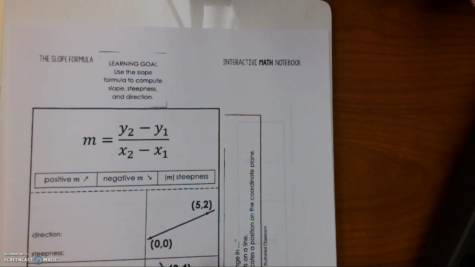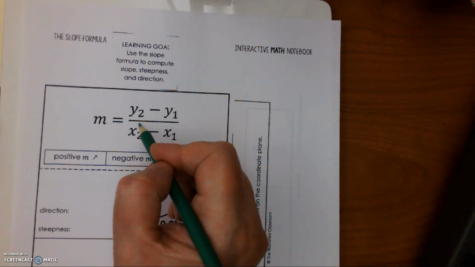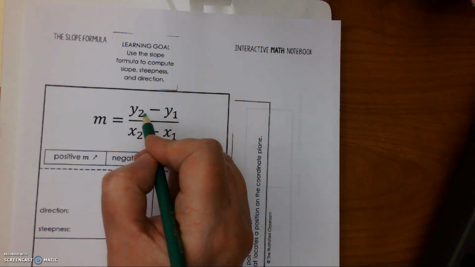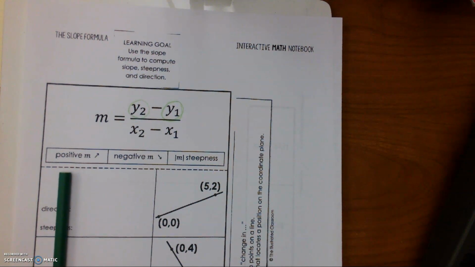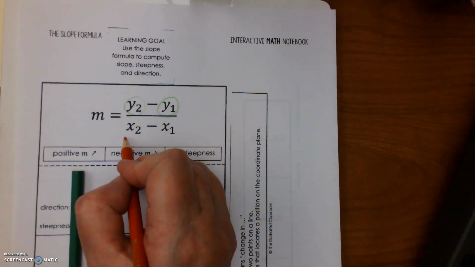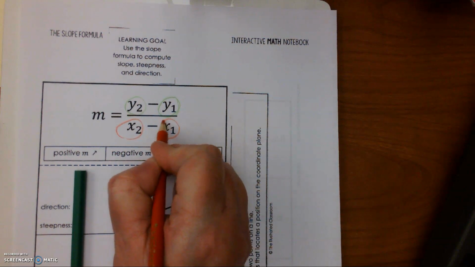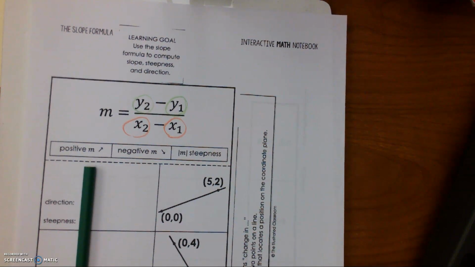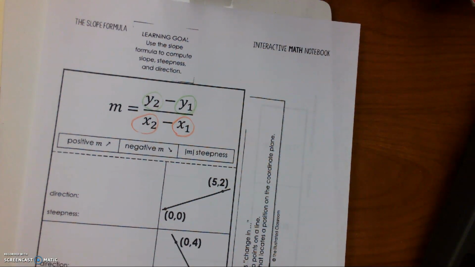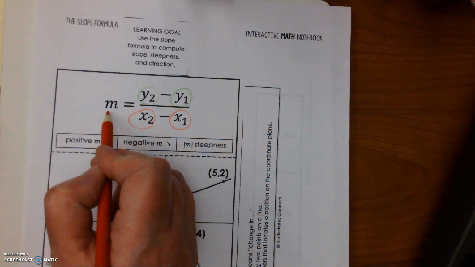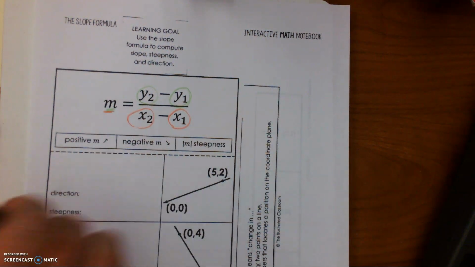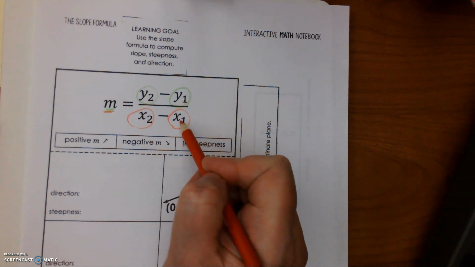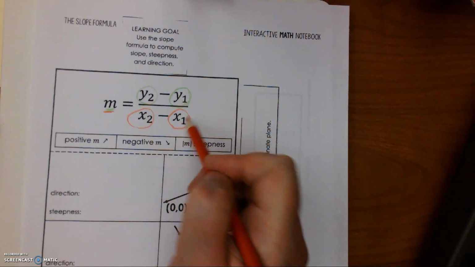Now, the slope formula itself, let's go over it first, is y2 minus y1. So the y's, I'm going to make green, and the x's, I'm going to make red. So it's kind of like a little bit like the holidays. Okay? So, again, M stands for slope. And this is the formula to calculate slope from 2 points.